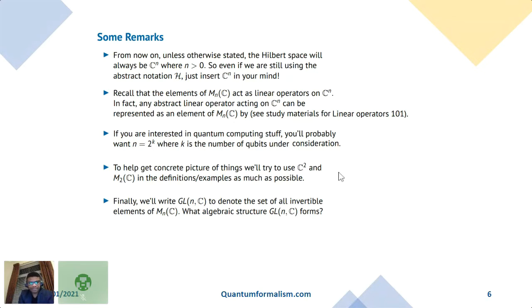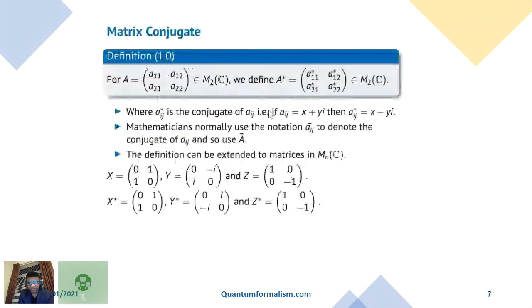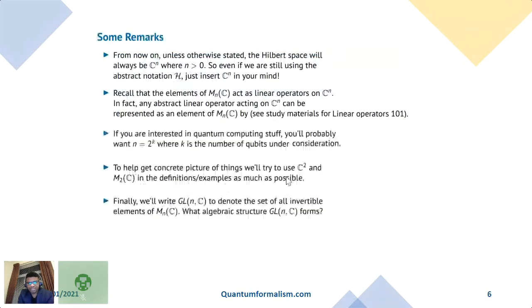And to help make things easier, in some of the definitions I will do the definitions in C2 because it's easier to see. And then obviously, most of the definitions, probably all of them, will be generalized to any n. But sometimes it's convenient to make a definition using C2 when we are dealing with the Hilbert space, and when we are dealing with the operators, to do the definitions in M2 of C, to make it easy for you guys to see.